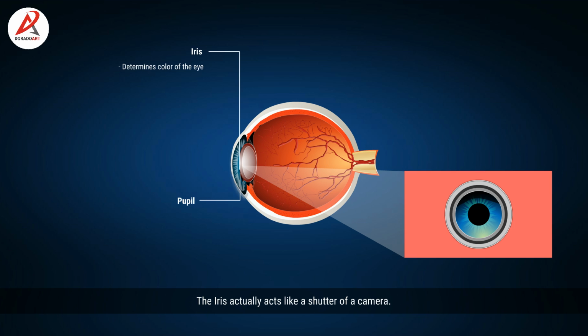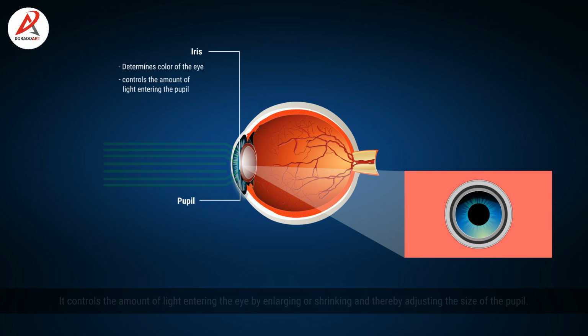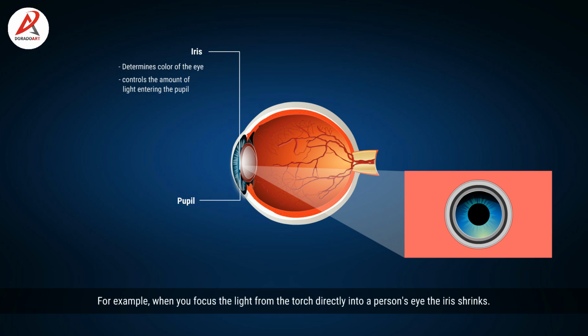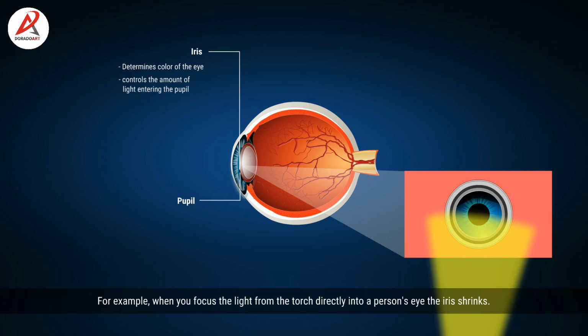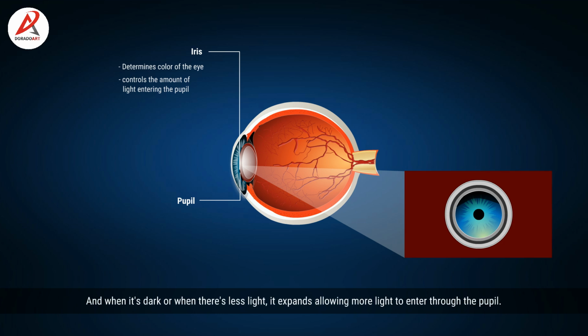The iris actually acts like the shutter of a camera. It controls the amount of light entering the eye by enlarging or shrinking and thereby adjusting the size of the pupil. For example, when you focus the light from a torch directly into a person's eye, the iris shrinks. This is because the intensity of light is too much for the eyes to bear. The shrinking iris stops the unwanted light from entering through the pupil. And when it's dark or when there is less light, it expands, allowing more light to enter through the pupil.